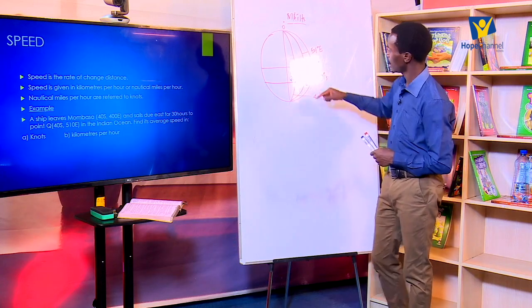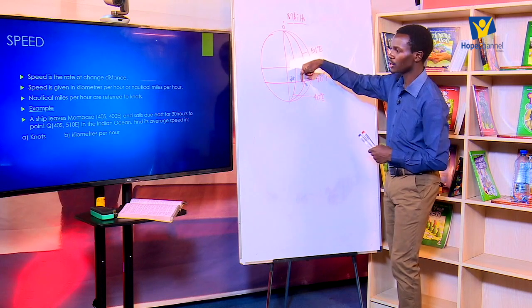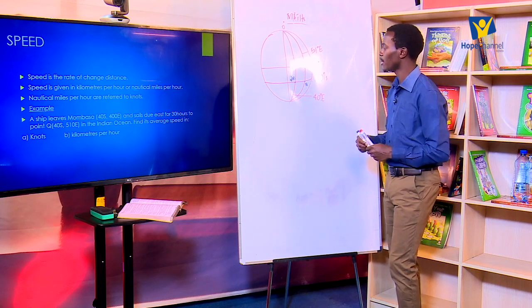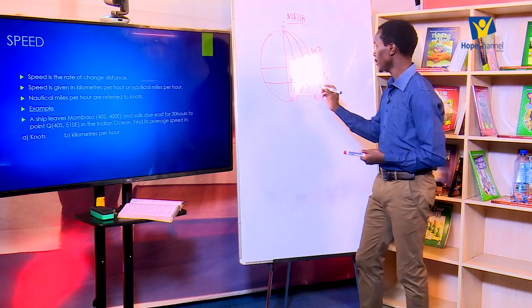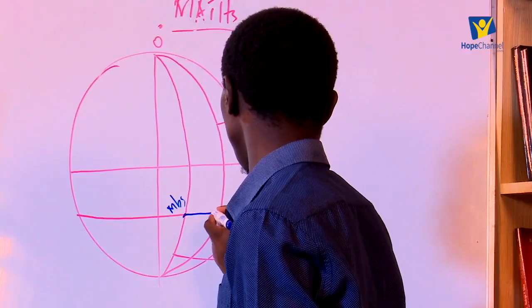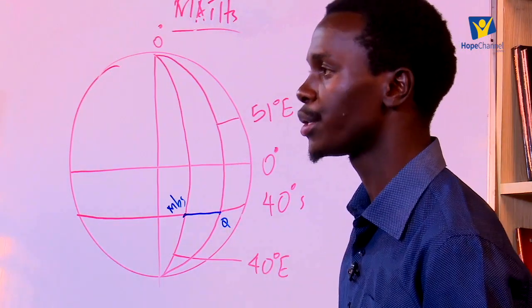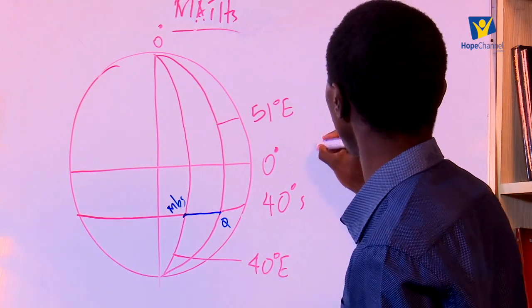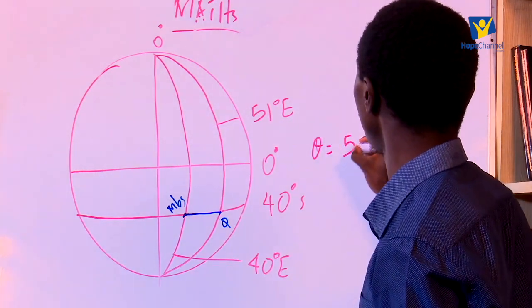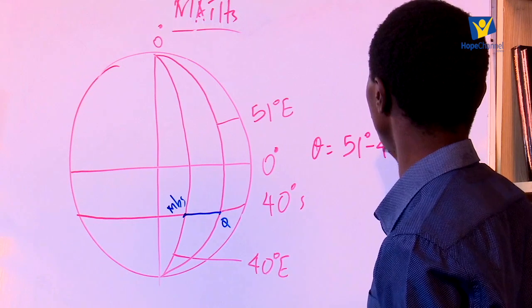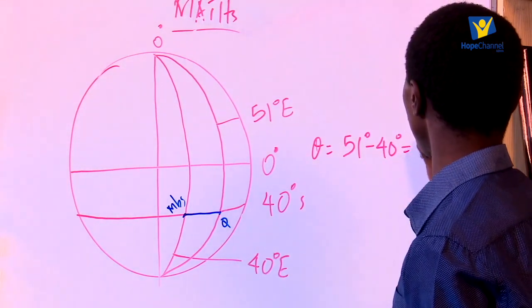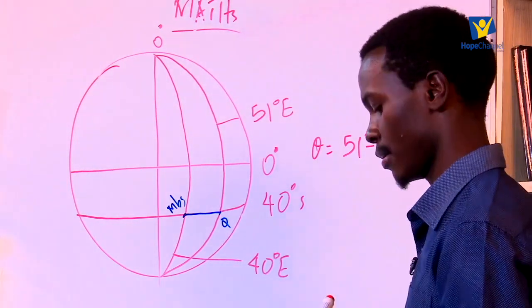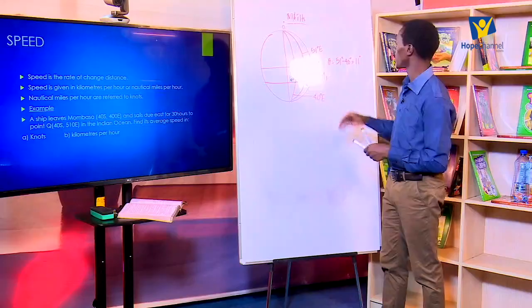Now, in this case, this distance that this ship is sailing is along the small circle. You should be able to remember how to calculate the distance along the small circle. First of all, get the longitude difference. In this case, theta will be 51 degrees minus 40 degrees, which gives us 11 degrees. That is the angle that is between them.